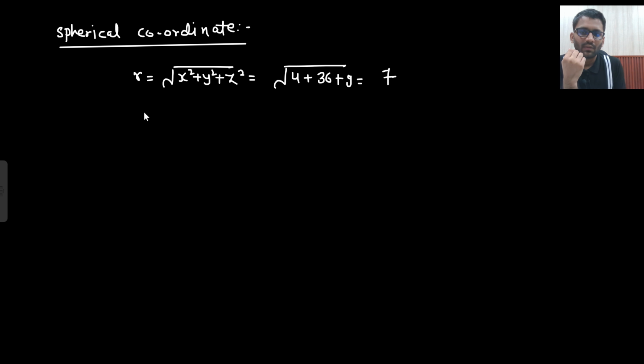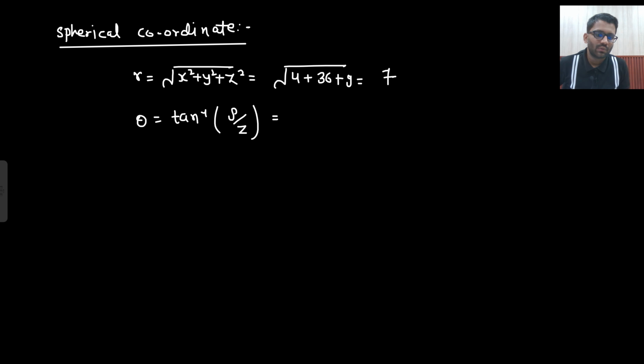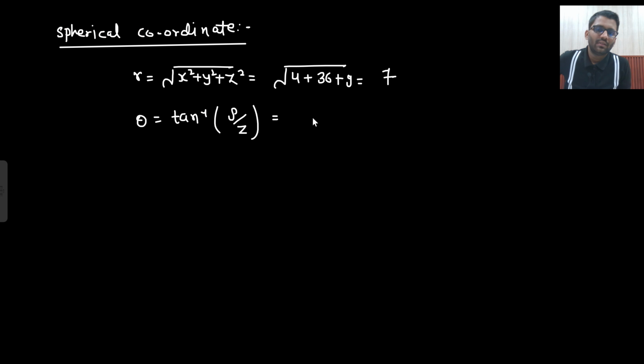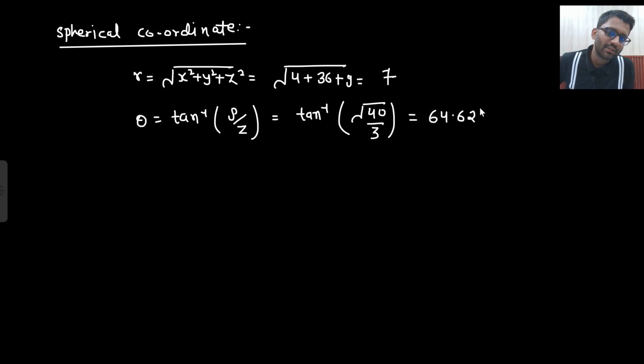And what about theta? What will be your theta? Theta will be tan inverse rho by z. So I don't remember that xy formula, I remember only this formula, tan inverse rho by z. Okay. So what is your rho? Rho is root 40. And what is z? Root 40, sorry, root 40 by 3. So what will be the answer? Tan inverse root 40 by 3, 64.62 degree.